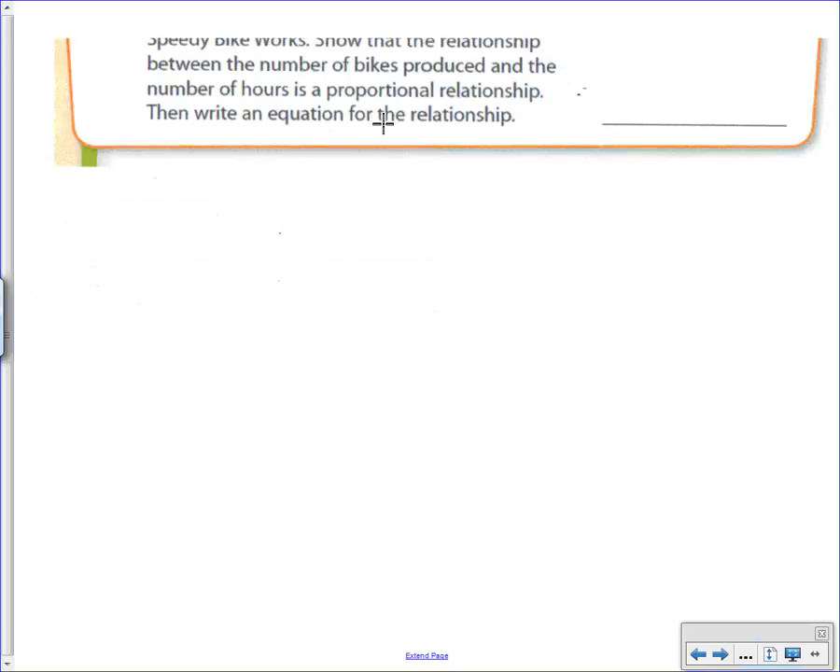All right. Next page. Sorry that my notes are cut off on the smartboard. Yours are not. It says 15 bicycles are produced each hour at the Speedy Bike Works. Show that the relationship between the number of bikes produced and the number of hours is a proportional relationship. Then write an equation for the relationship. So we're just going to build another table.